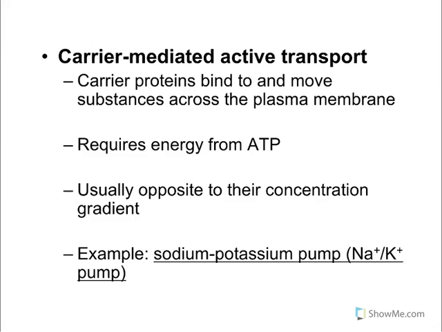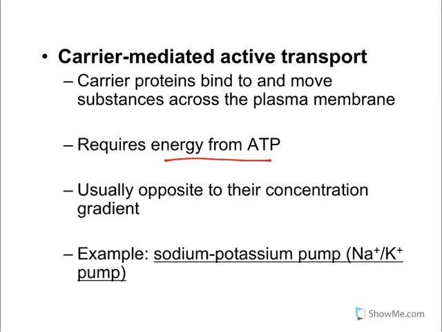So the first is carrier-mediated active transport. So basically what we're going to see is in order for the molecule to move across this plasma membrane, it needs to have a protein with it. It basically needs to have the right key to get across the door. Okay? And it's going to need energy in order to do that. Usually what we're going to see is that the movement's going to be opposite to the concentration gradient. Okay? So let's take a look at the picture, because again, I think pictures help.